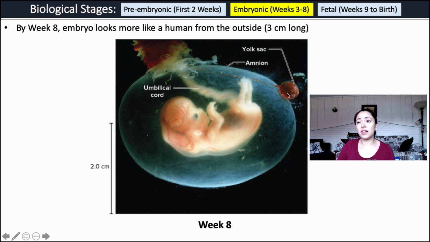Here's the yolk sac connected. You can see a little string connecting it here to the umbilical cord. Although this little embryo looks very human-like, it's only 3 centimeters long, so it's the size of this tiny little cashew here. That would be the size of an 8-week embryo, 3 centimeters.